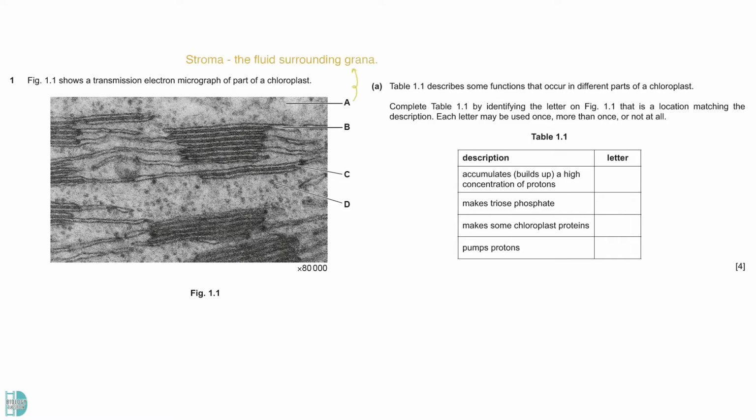A is the fluid surrounding the grana, so it is the stroma. B points to the space enclosed by the thylakoid. It is called lumen. C is the thylakoid membrane. D is a ribosome. Chloroplast has 70 S ribosomes in its stroma.